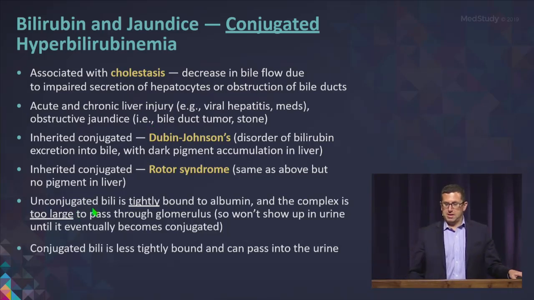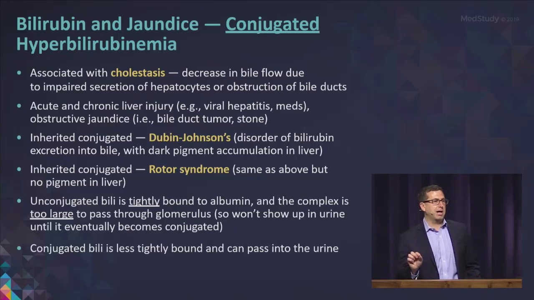And then another point is that unconjugated bilirubin is tightly bound to albumin, and this complex cannot pass through the glomerulus, so it won't show up in your urine until you have conjugated bilirubin. So if you see bilirubin on your urinalysis, it's from conjugated bilirubin, not unconjugated.